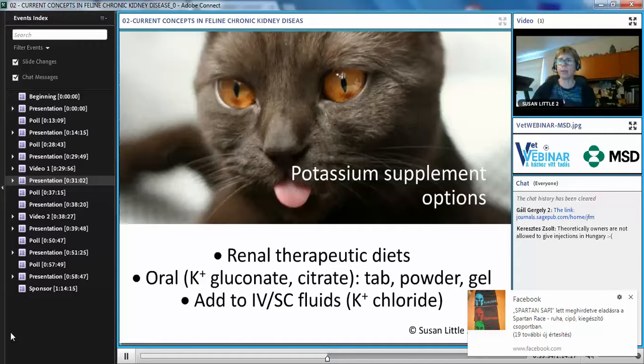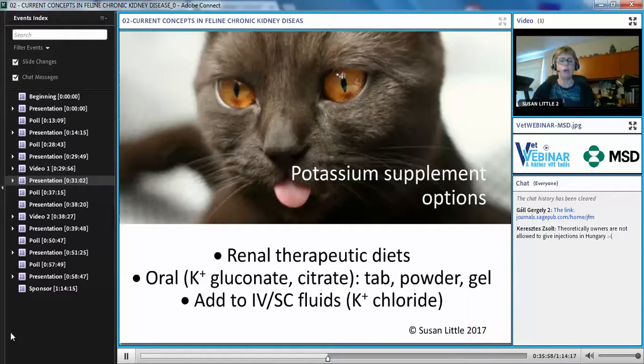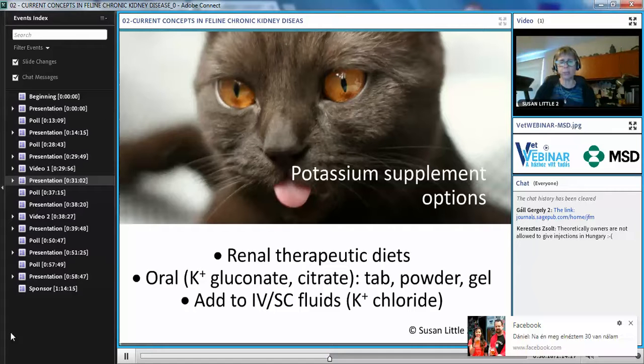So we do have a number of options for supplementing potassium. We're going to talk about renal therapy diets in a few minutes. We can use oral supplements. There are a number of them on the market. Of course, it just varies from country to country. Typically, they're potassium gluconate supplements, although in some places you can also get potassium citrate. They might be tablets, they might be powders, they might be gels. So it really just varies depending on where you live.